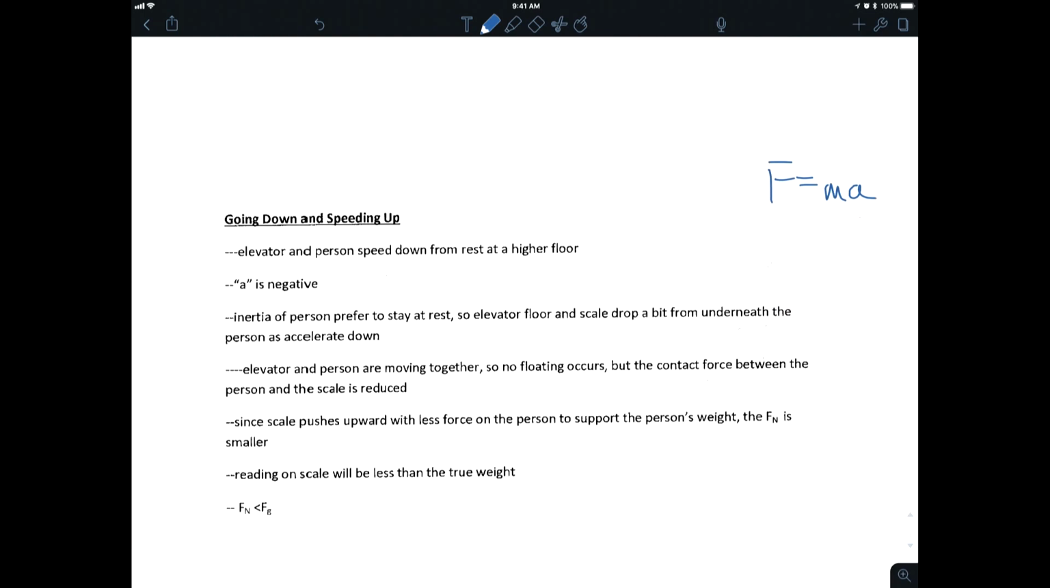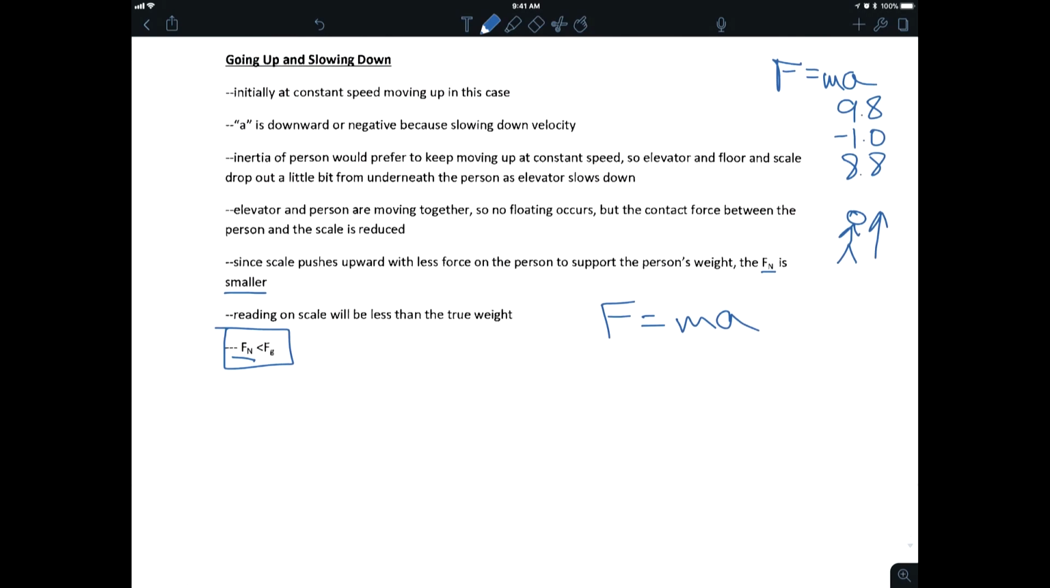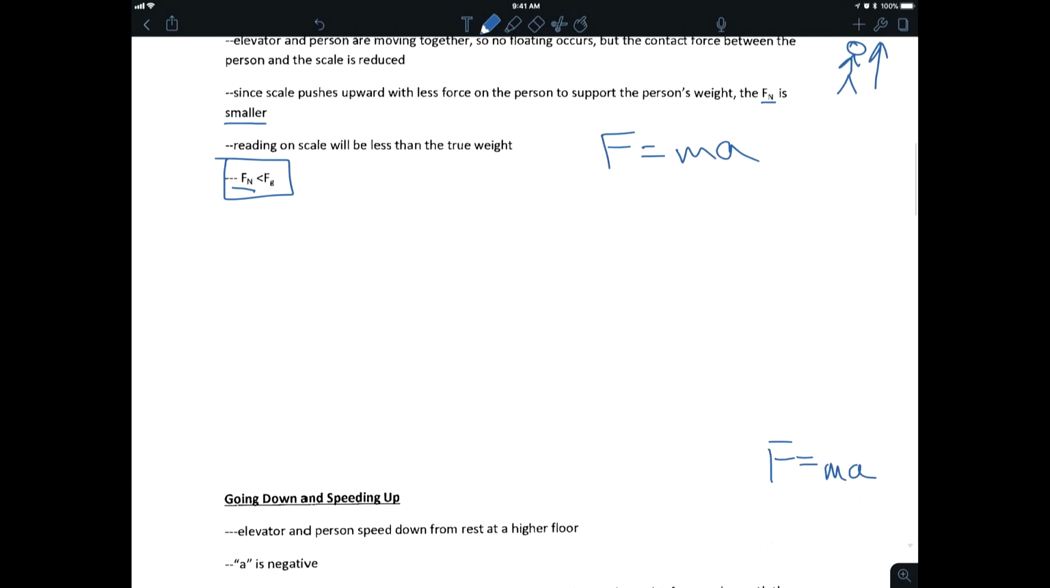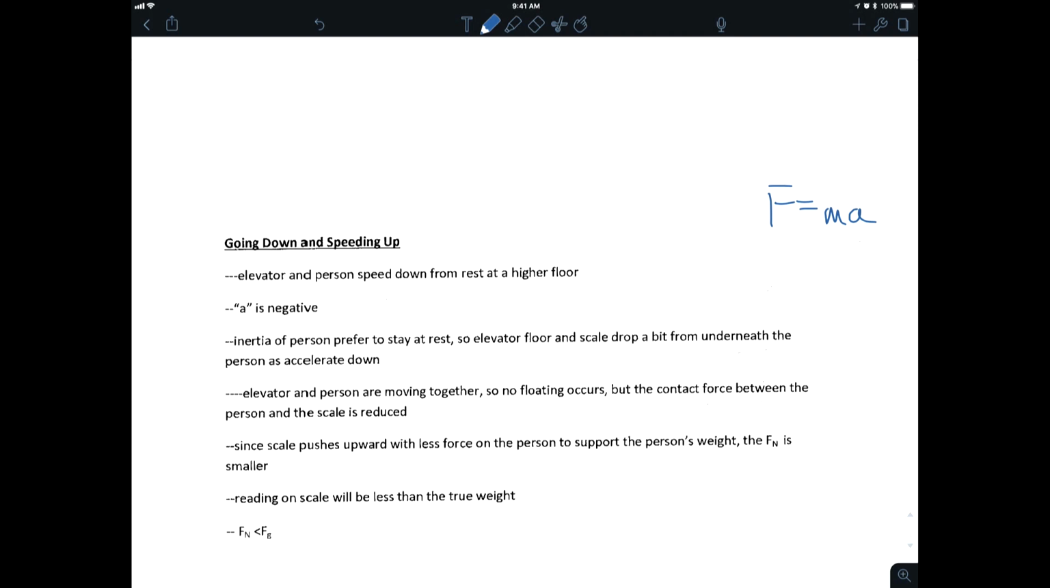Elevator and person speed down from rest at a higher floor. A is negative. So that's sort of the same thing that just happened here, just sort of inversed. And the way you can always figure these things out is if you think about them. Okay, so when you're standing in an elevator and it starts to go down and accelerate downwards, how would that feel? You feel lighter, just the same kind of lighter as you feel when you're going up at a constant rate and then you slow down. So if you're ever stuck and you're confused, just think of what it would feel like to be yourself in an elevator, and that can help you out with some questions.